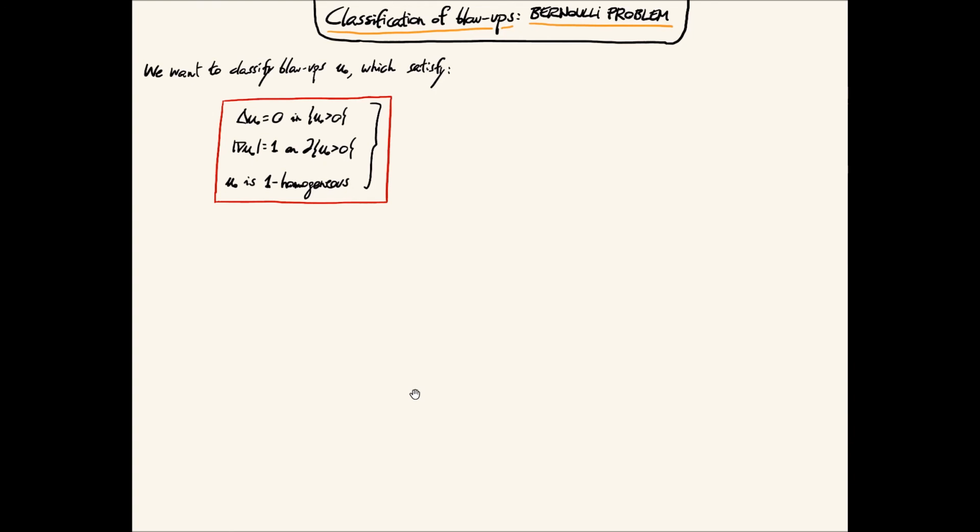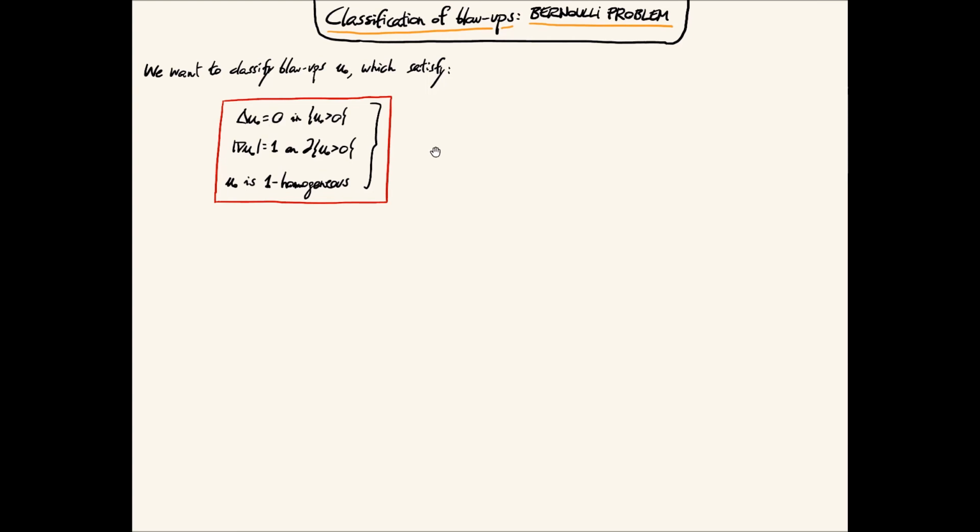Okay, so for the classification of blowups, well, what do we have? The blowups satisfy this, that they are harmonic whenever they are positive, that the gradient has constant modulus on the free boundary. So the gradient has modulus 1 on the free boundary. So this is the PDE satisfied by u, which goes well with the limit. And then in the limit, you get this. And the extra information we have is that u is one homogeneous. Okay, so we have a one homogeneous function satisfying this.